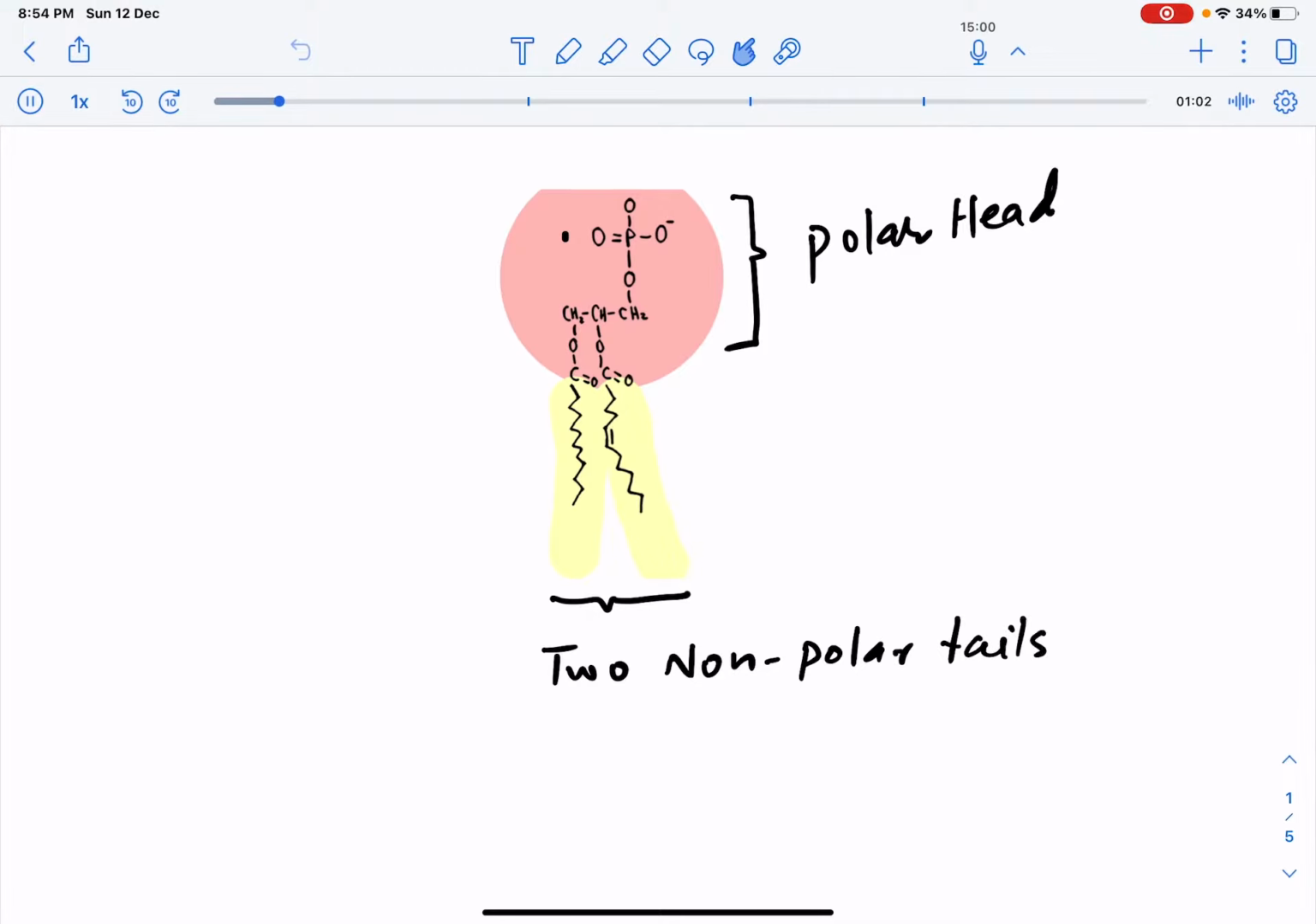Polar here means a molecule that has charge on it. A molecule that has positive or negative poles, or positive or negative charges on it, is known as a polar molecule. So you see here it has a negative charge on this end, so this part is called polar, and these two fatty tails do not have any charge on them, so these are known as non-polar.